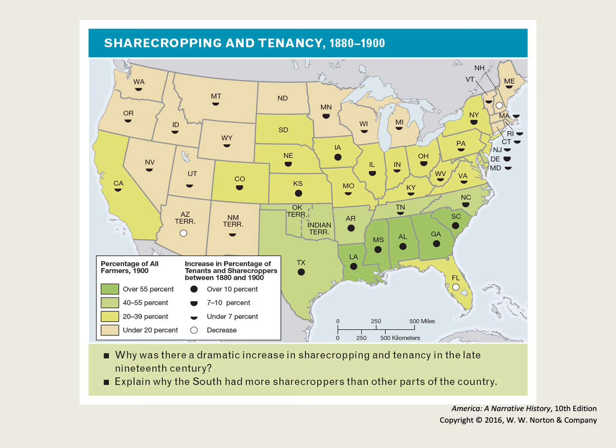And then if you look also at the, I guess it's yellowish green, the lightest of the greens, that's 20 to 39% of all farmers. And you can see, again, it includes California and much of the Midwest, in fact, up through the state of New York.